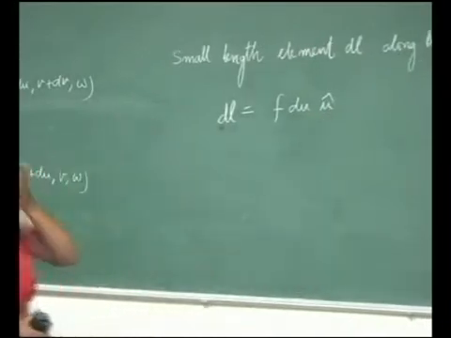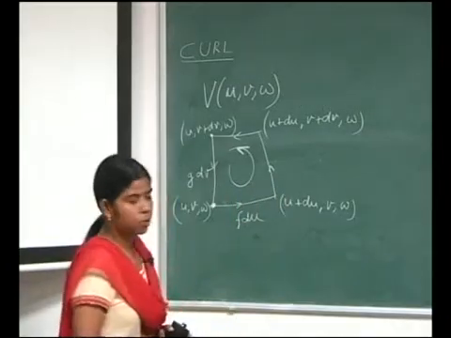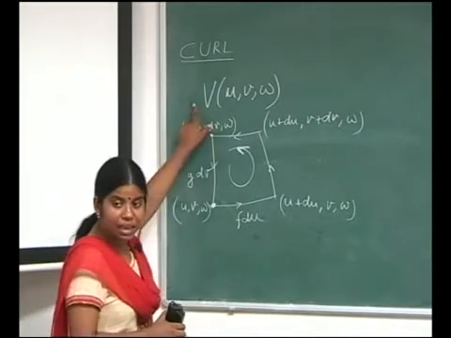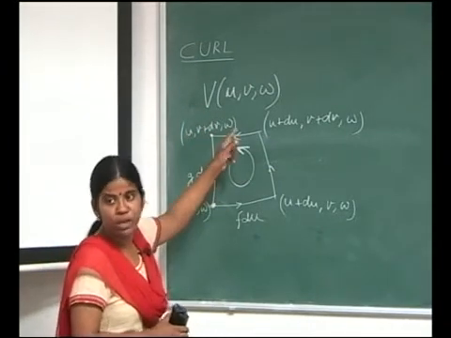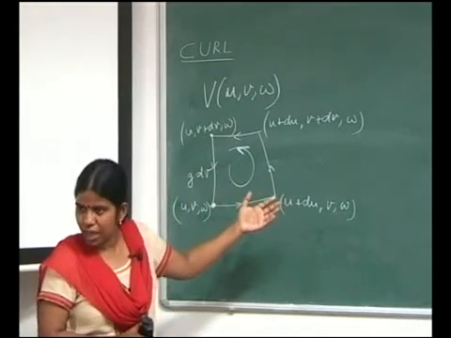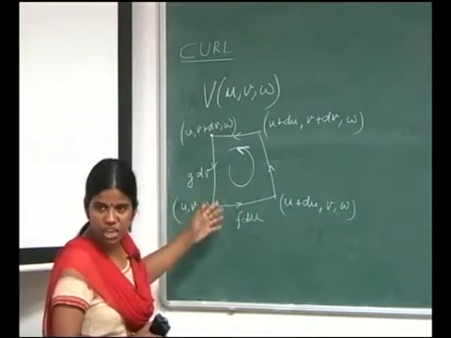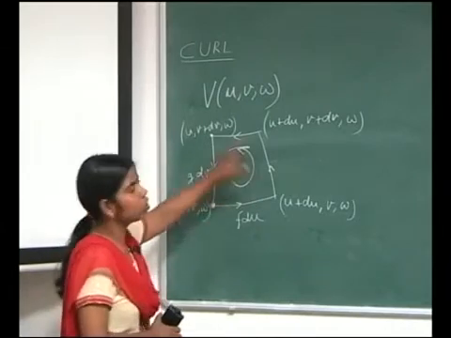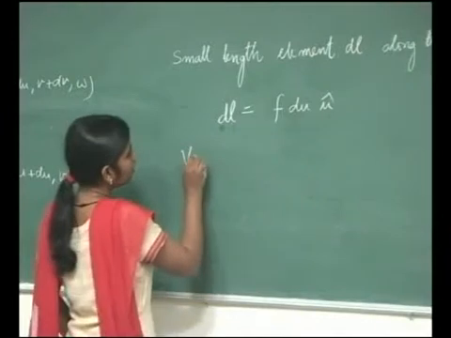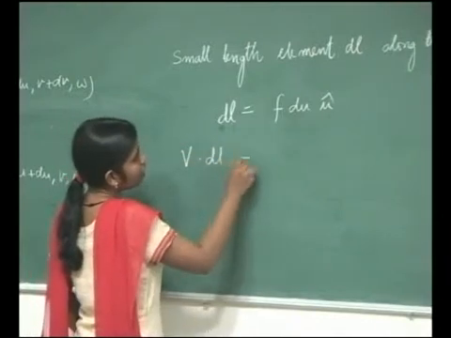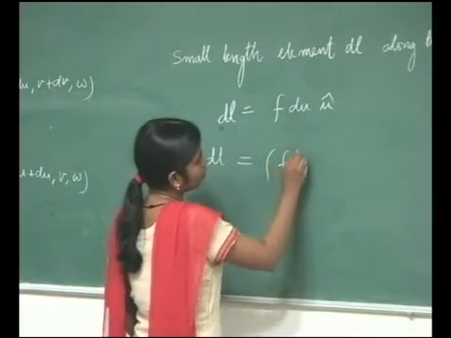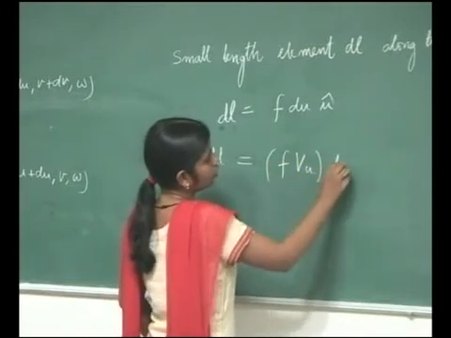So, now what do I want to calculate? I want to calculate v dot dl. If I have a vector quantity v, and it is moving on this loop, then how would it vary? Essentially, I want to find out how that vector quantity would change itself when we move on this loop counterclockwise. So, if I calculate v dot dl, then I get something like this, f vu du.